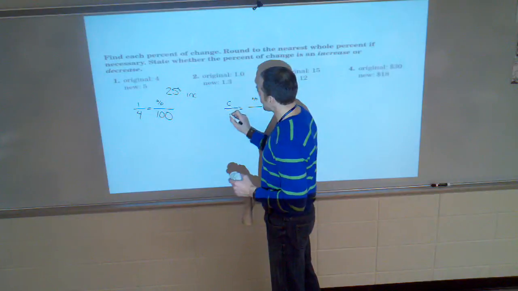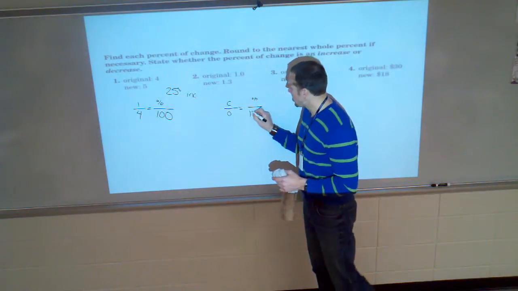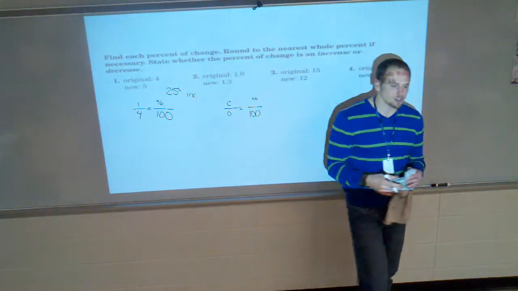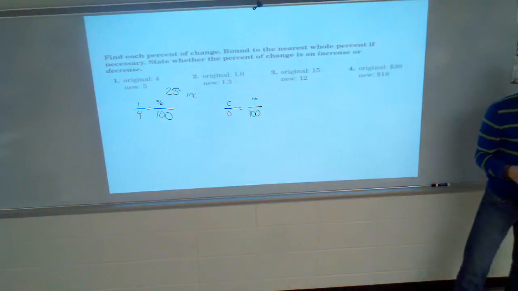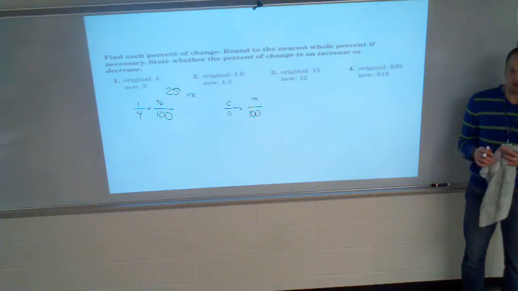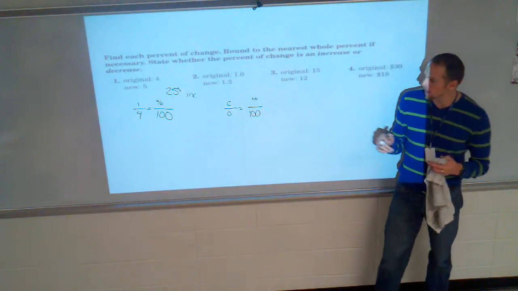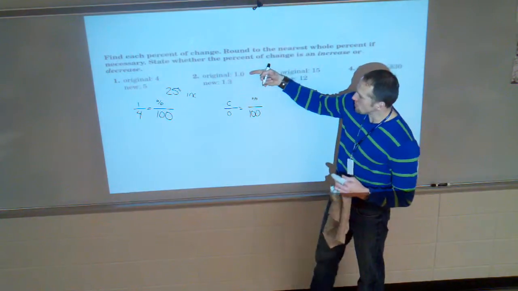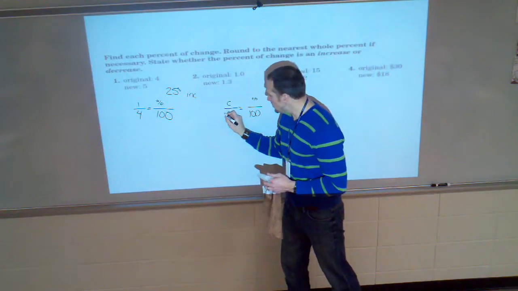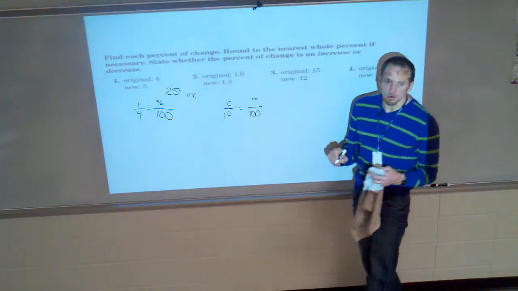Number 2, change over original equals percent over 100. I want you to start like this. If you only put C and O, that's fine, as long as you remember it is change over original equals percent over 100. But everybody should have this down. C over O equals percent over 100. Now, our original price was 1.0. So put in there 1.0.